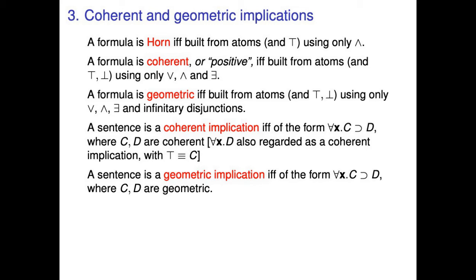Coherent and geometric implications are defined starting from formulas which are built through conjunction of atomic formulas, and we get then a coherent formula by adding disjunction, conjunction, and existential quantifier, and a geometric formula adds to coherent formulas the possibility of infinite disjunction. And we have a coherent implication. The coherent implication is the universal closure of an implication between coherent formulas. And the geometric implication is the universal closure of an implication between geometric formulas.